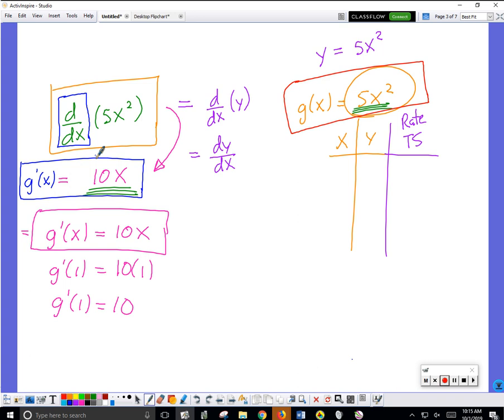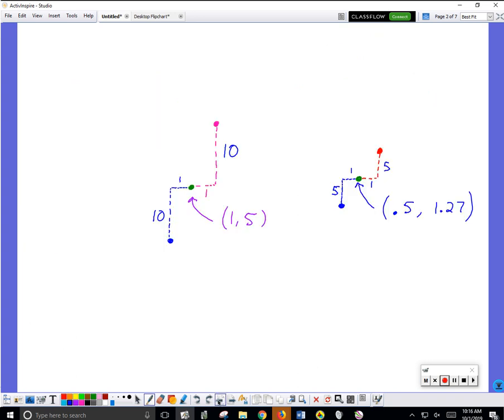So if the x coordinate is 1, 10 times 1 is 10. If the x coordinate is 0.5, 10 times half is 5. That's why right here I'm representing that the rate of change at this point would be 10. The rate of change at this point would be 5. Question.